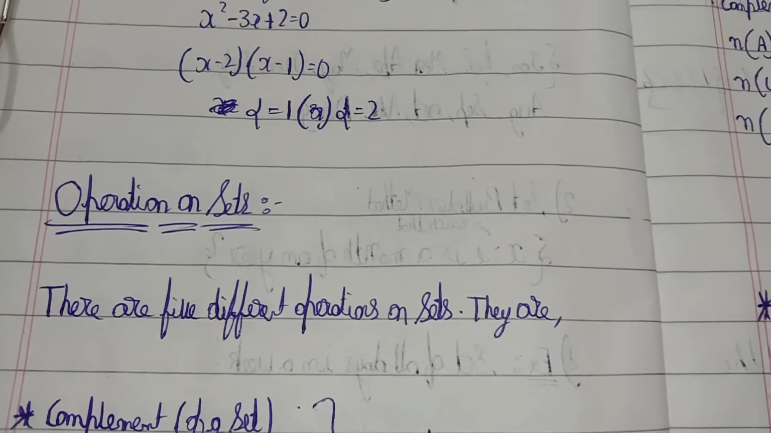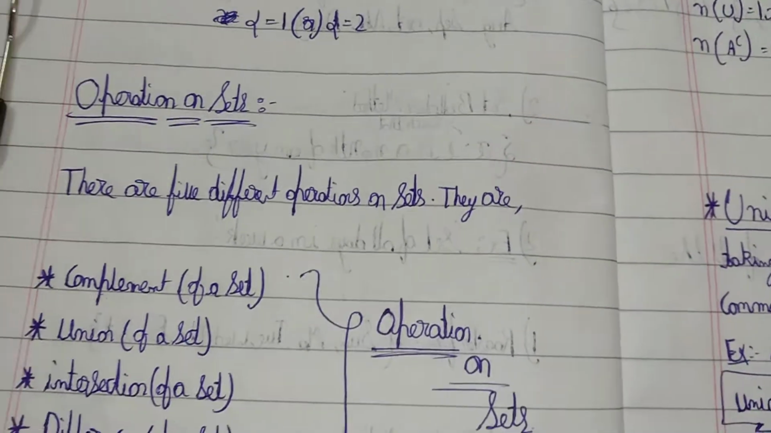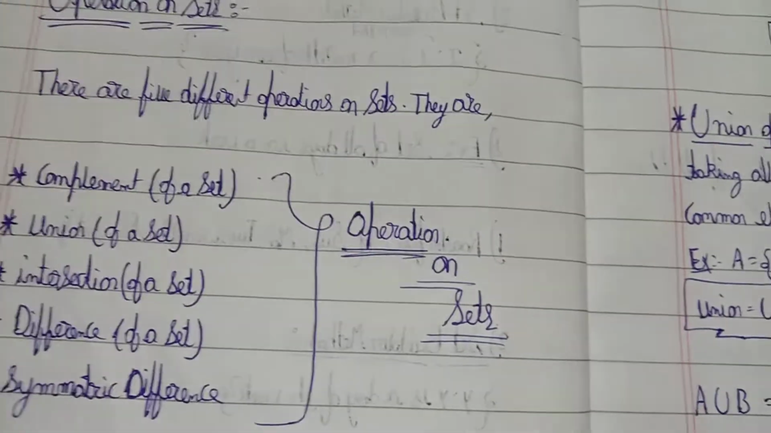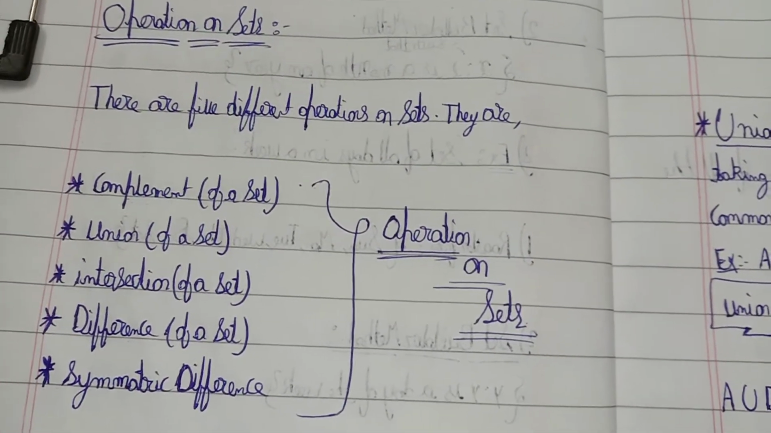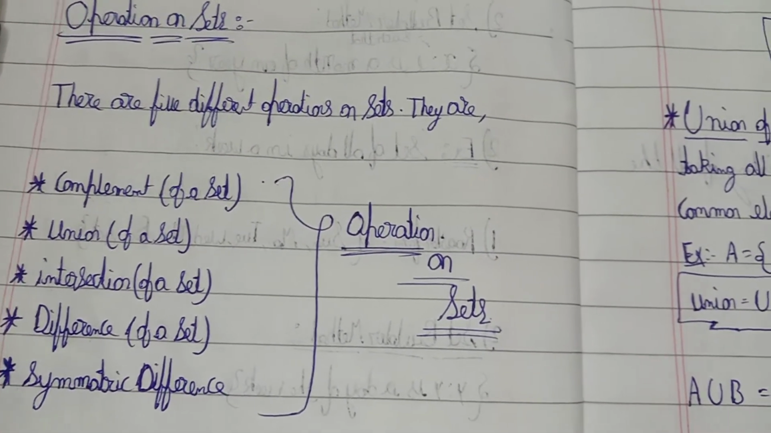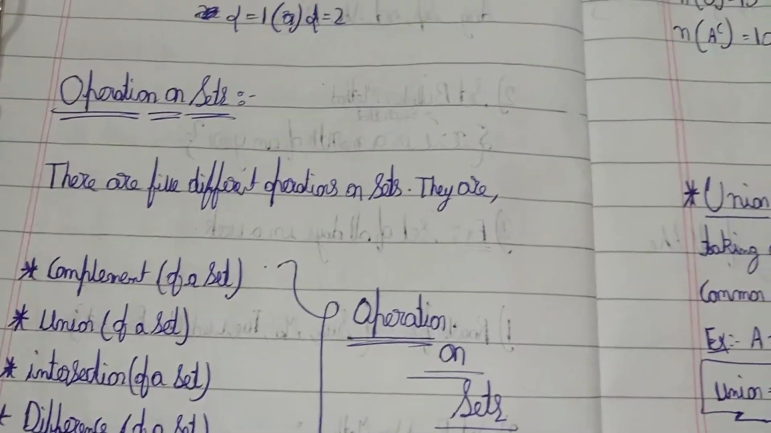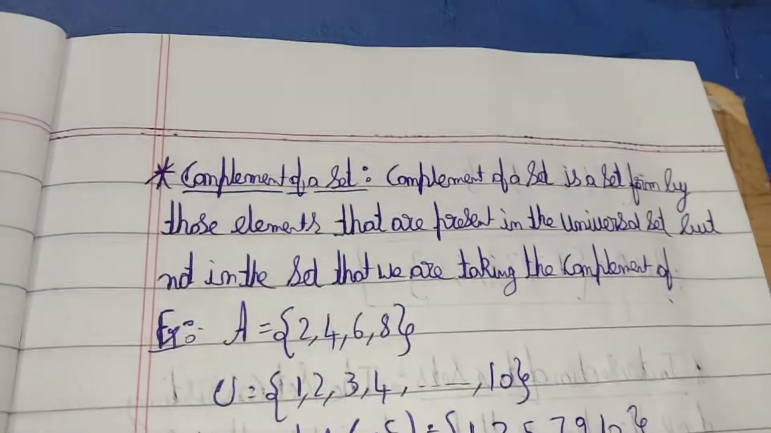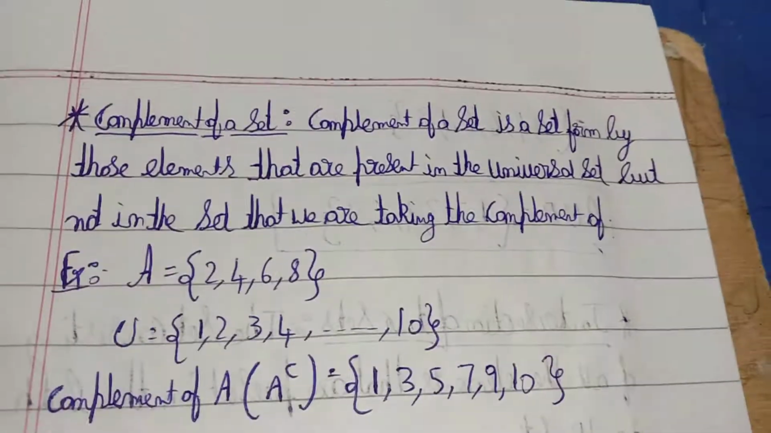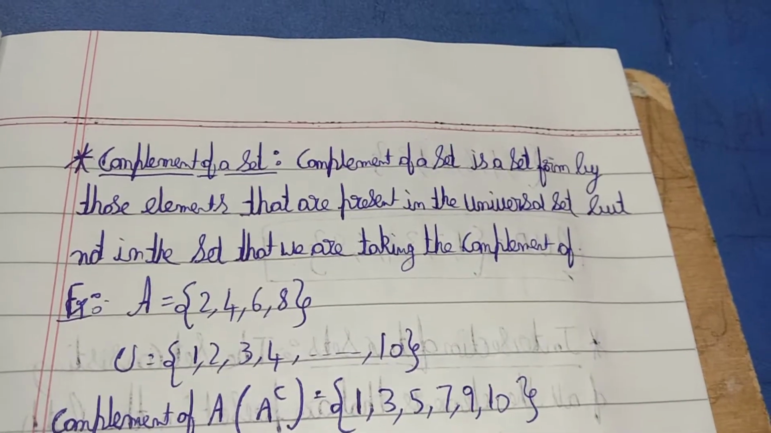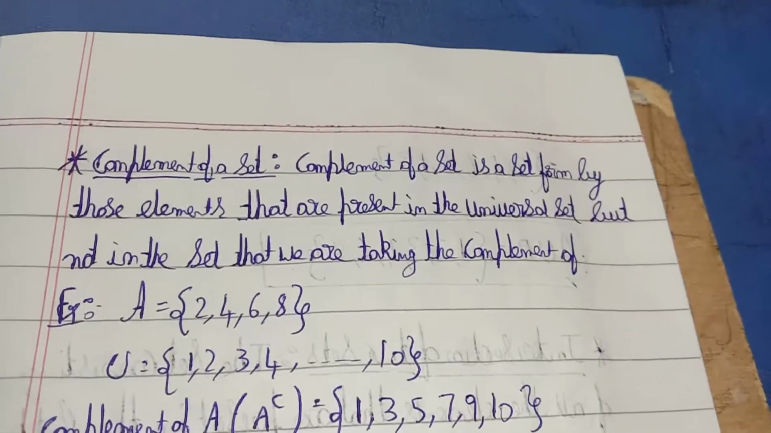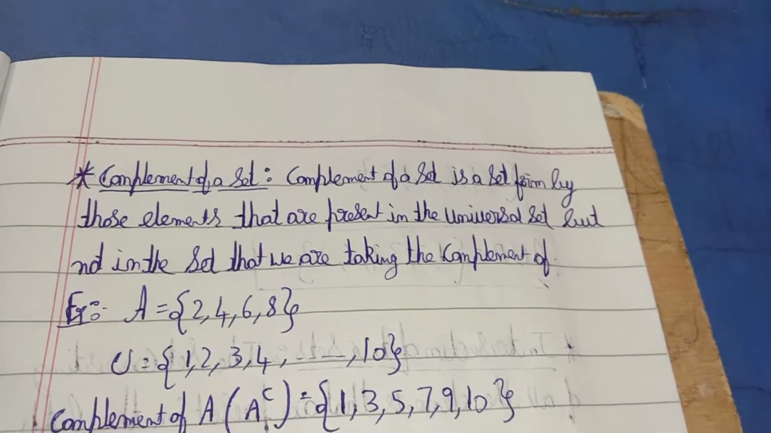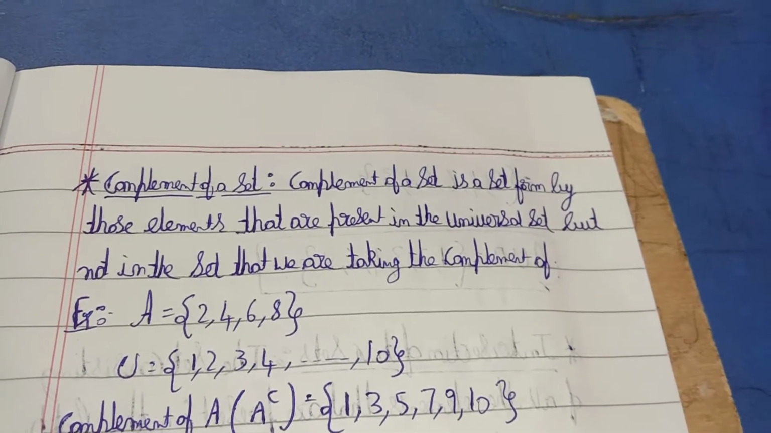And this is another subtopic: operations of sets. There are 5 different operations of sets: complement of sets, union of sets, intersection of sets, difference of sets, and symmetric difference of sets. One by one I will tell, guys. First I will tell complement of sets. For complement of a set, first you should learn the definition. Complement of a set is the set formed by those elements that are present in the universal set but not in the set that was taken, that we are taking the complement of. Don't confuse, guys, I will tell.